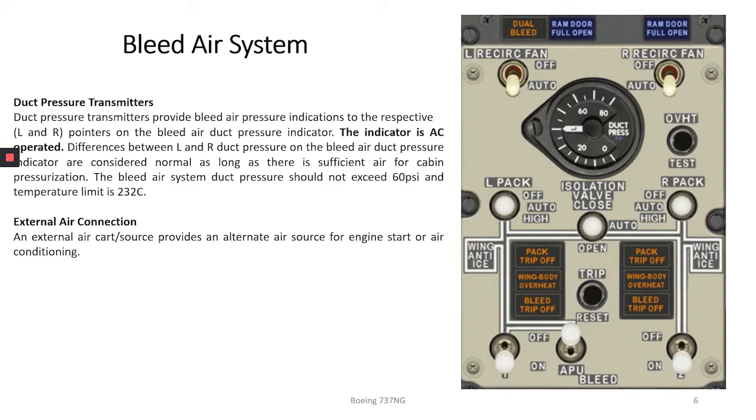The bleed air system duct pressure should not exceed 60 psi, and the temperature limit is 232 degrees Celsius. If we talk about the external air connection, there is an external air source. It provides an alternate air source for engine start or air conditioning.